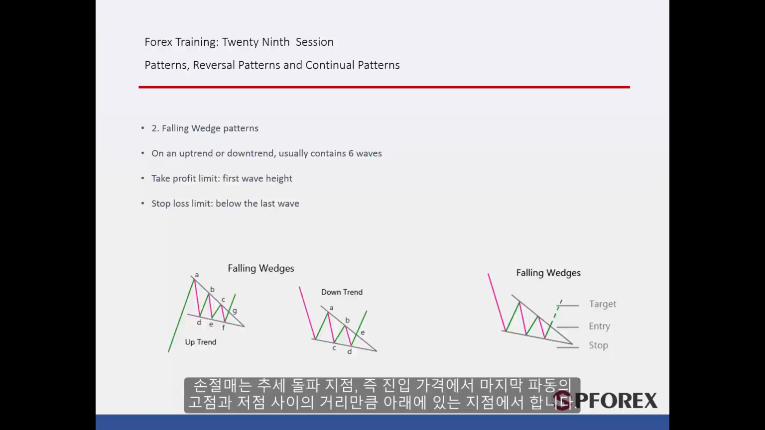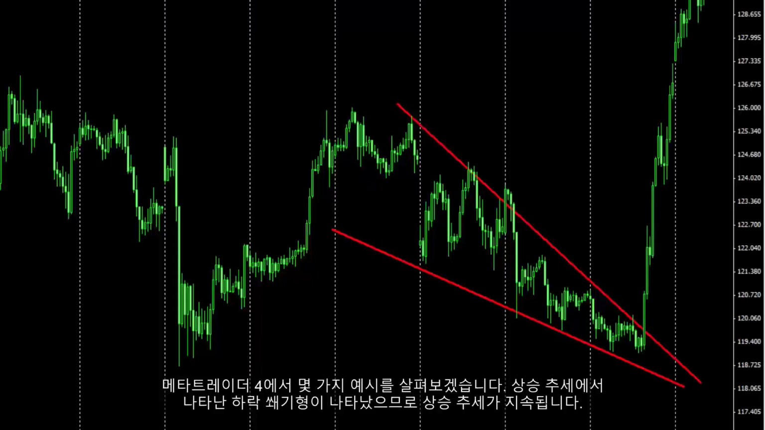The distance between the peak and the valley of the last wave would be our SL amount below the breakout or entry price. There are several examples on the MetaTrader 4 platform. A falling wedge on an uptrend has a continual manner.